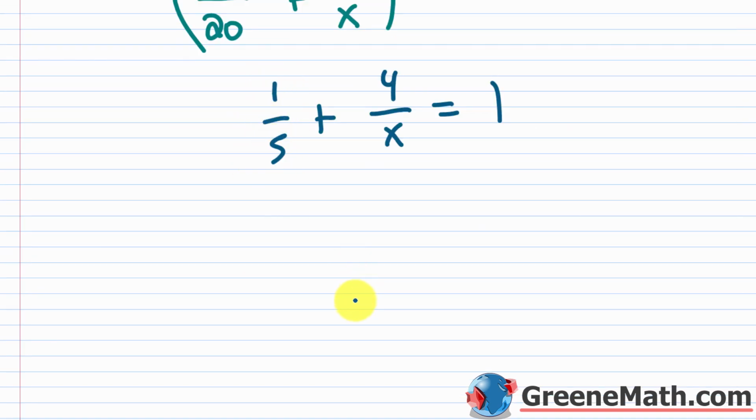And then you can just multiply everything by 5x. So multiply this by 5x. Let me slide this down here. I'll multiply this by 5x and this by 5x. And then this 5 is going to cancel with this 5.